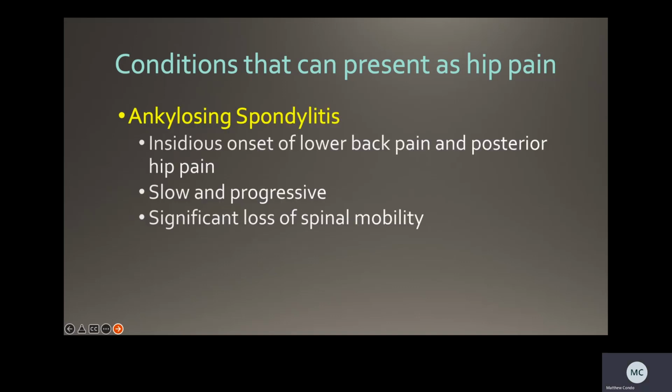Ankylosing spondylitis, we've covered quite a bit so far. The big thing with ankylosing spondylitis, like I said, is that it's slow and progressive. They're going to have significant loss of spinal mobility. Remember that we're going to use the modified New York criteria, which again presents a clinical pattern.